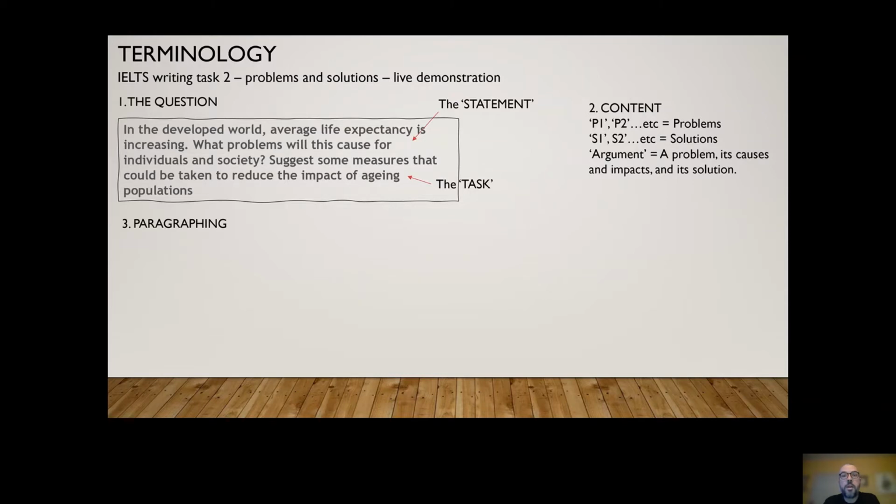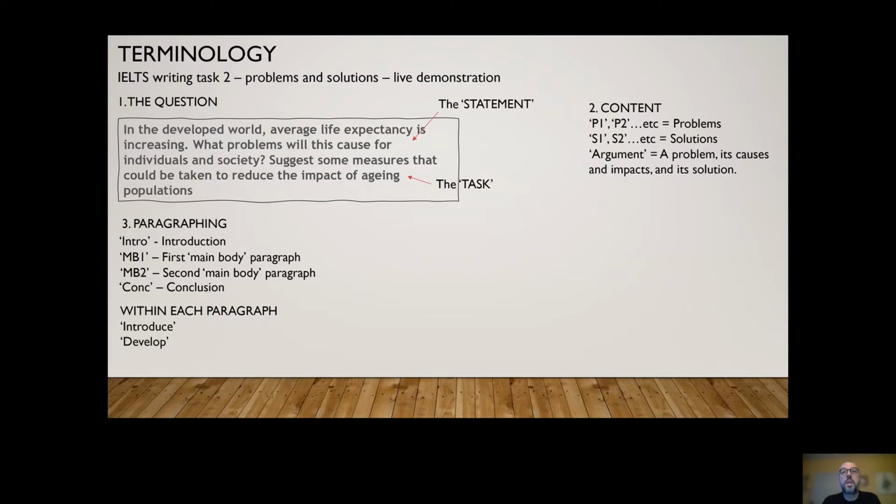Okay, let's talk about paragraphing. So in this demonstration, I'm going to write a 4-paragraph essay. It's going to have an introduction, a conclusion at the end, and all of my arguments are going to fit into 2 main body paragraphs. Within each paragraph, you can see that I will introduce each argument using reasonably simple short sentences and develop the argument using longer sentences with more complex grammar. This is a good way to incorporate more advanced, more complex grammar without the reader losing themselves and not being able to find their way through your essay.